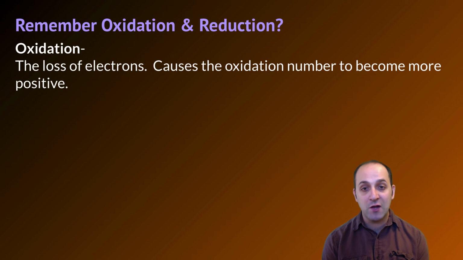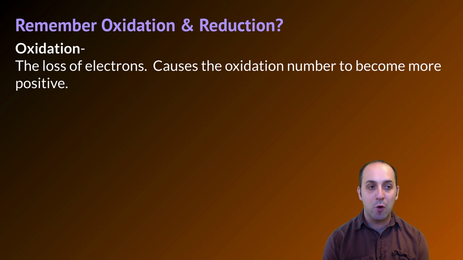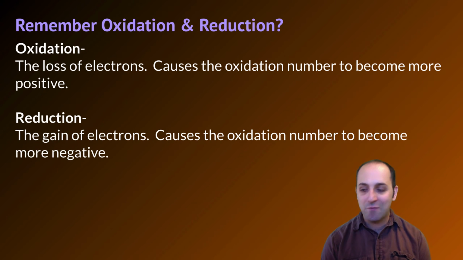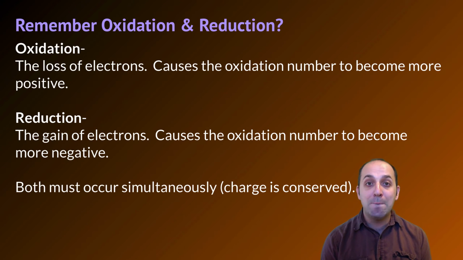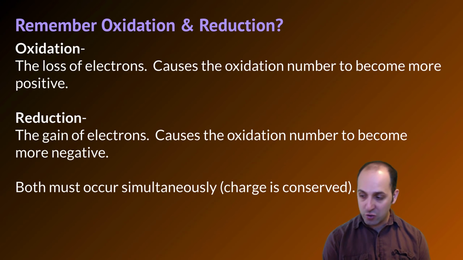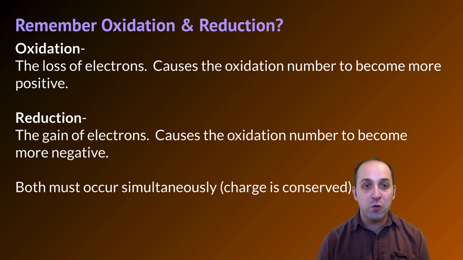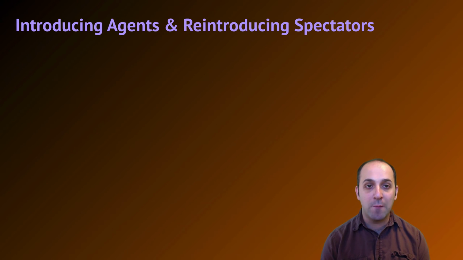Remember that we use oxidation numbers to determine oxidation and reduction. Oxidation is the loss of electrons. This causes the oxidation number to become more positive. Reduction is the gain of electrons. This causes the oxidation number to become more negative. Remember that both oxidation and reduction have to occur simultaneously because charge has to be conserved, just like energy and just like mass.